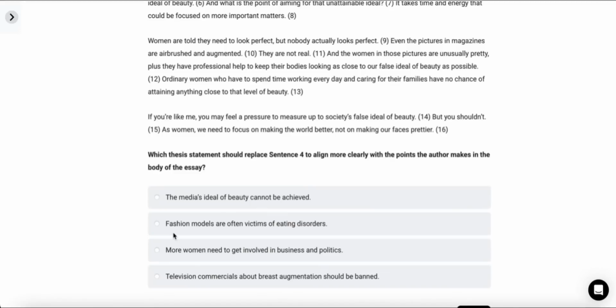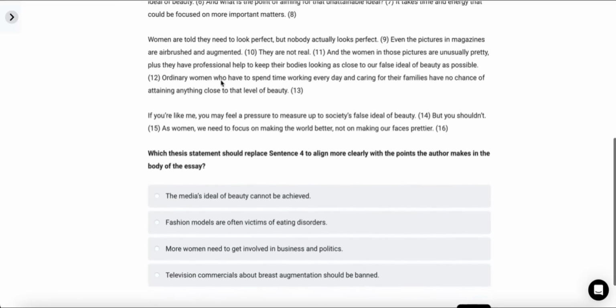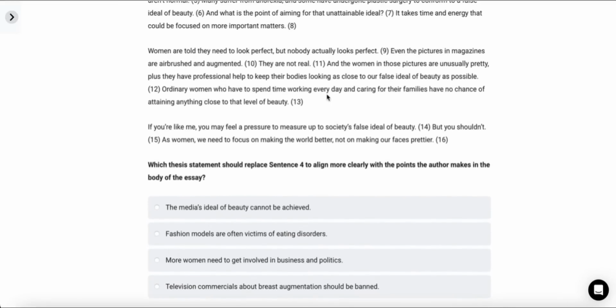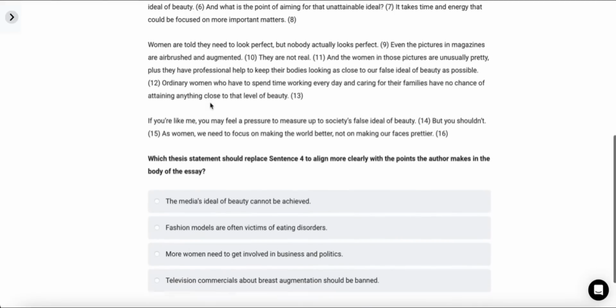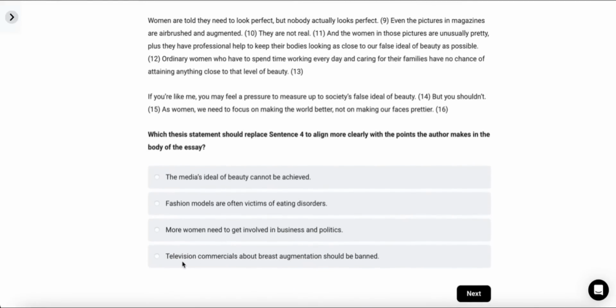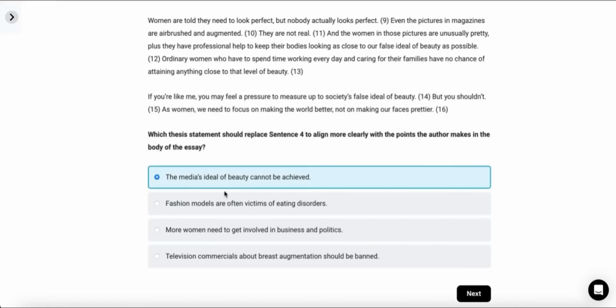More women need to get involved in business and politics. The author doesn't mention anything specific about business or politics within this paragraph. And finally, television commercials about breast augmentation should be banned. There's nothing that suggests that the author would want to ban these kinds of commercials, even though they feel outraged by these kind of commercials being on television. The correct answer is the first one. The media's ideal of beauty cannot be achieved.